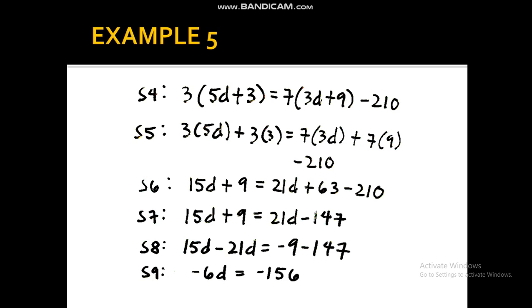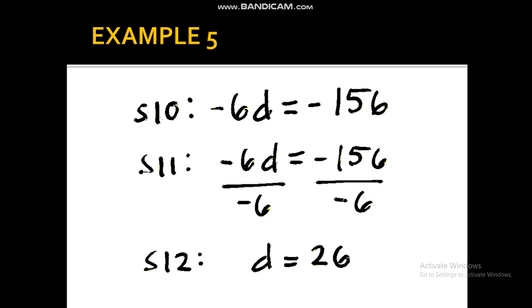Step 7, I combined the pure numbers in the right hand side by subtraction. That gives the difference of negative 147. Step 8, I gather all the terms containing the variable in the left hand side. I also gather the pure numbers in the right hand side. So step 8 gives step 9. What remains in the left hand side is the single term negative 6d. What remains in the right hand side is the single number negative 156.